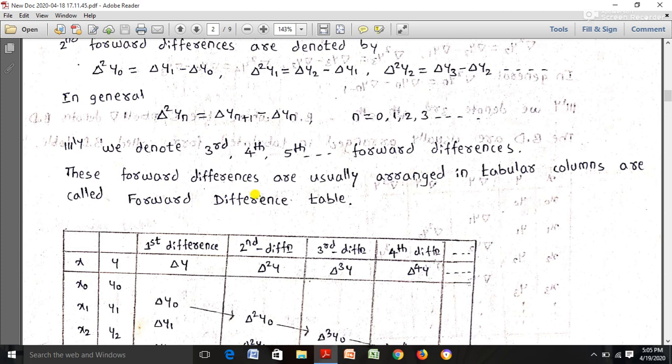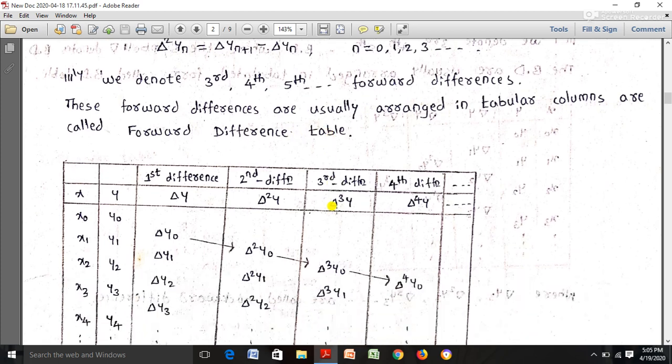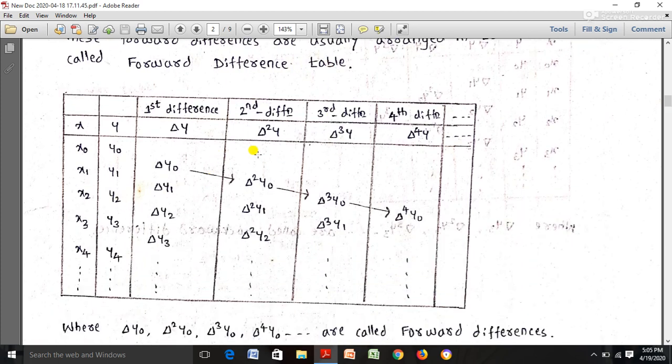These forward differences are usually arranged in a tabular column, called the forward difference table. So this is the table: first differences, second differences, third, fourth, like that. We have to find these values.